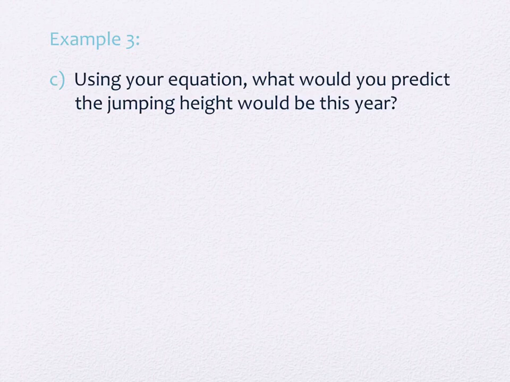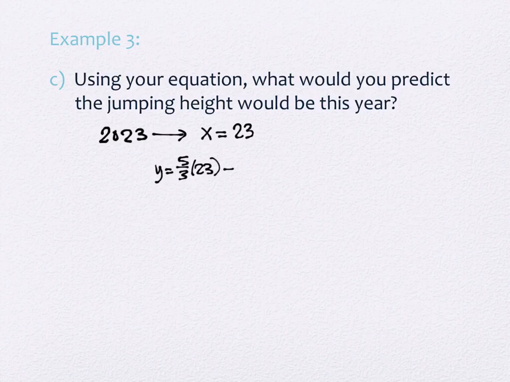So what is this year? What's our year? 2023. So if we're doing from 2023 and the starting year is 2000, how many years past has this gone? 23, yeah. So x is 23. That's what we're going to be putting in. So I'm going to put 23 into my equation. You're going to put 23 into your equation. So I have 5/3 times 23 plus 59.